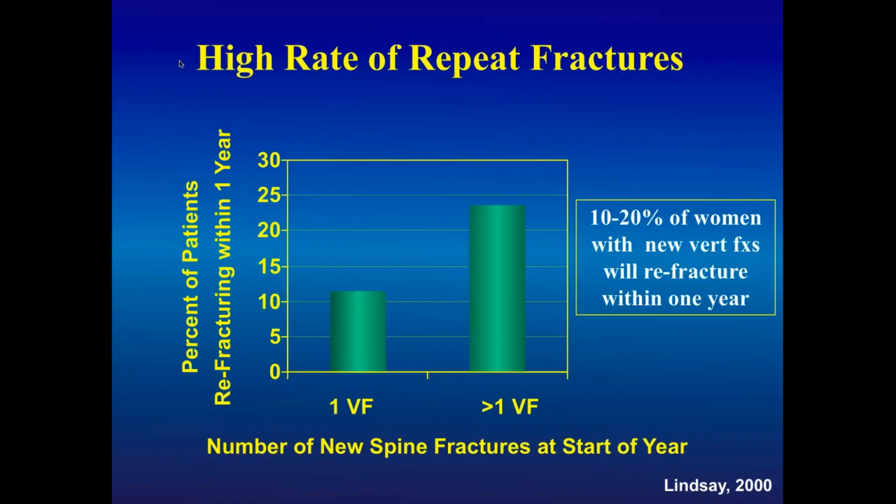We also recognize that there's a very high rate of repeat fractures once an individual has had an incident fracture. So in the 1 year following an incident fracture, there is on the order of a 10% increased risk of fracture in that following year, if they have a single prevalent fracture at baseline, and if they have more than one, it's even greater.